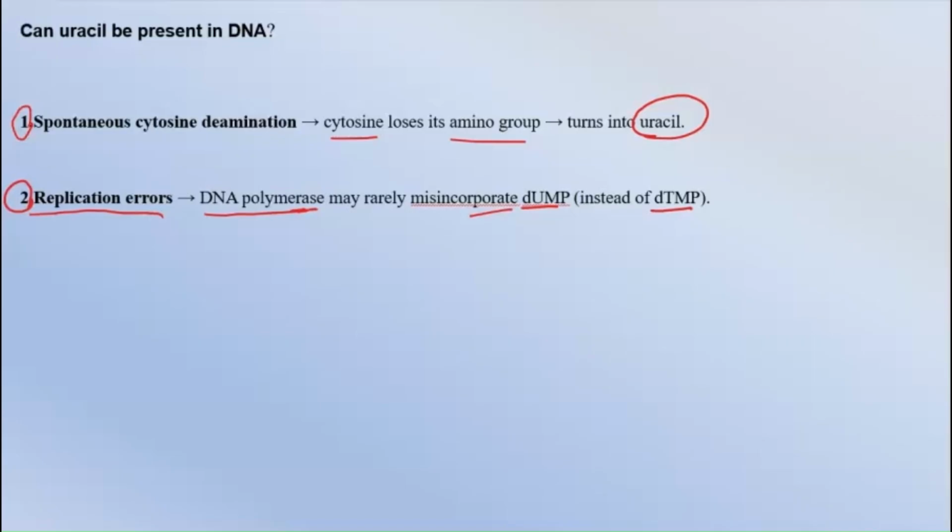However, it usually is fixed, because remember, cells always have specialized repair systems. In this case, it's something called UDG, or uracil DNA glycosylase. Not important for us here. We're going to talk about this when we go over mutations. But basically, it removes the uracil base, and then base excision repair enzymes come in and fix the problem.